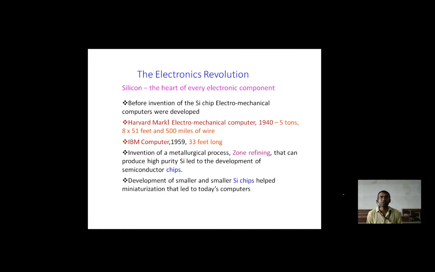So before the invention of the silicon chip, electromechanical computers were developed, and that development led to very large components. After the invention of silicon, the bigger components reduced in size, and nowadays in front of me there is a CPU unit which is about half the size of one from 10 years ago.